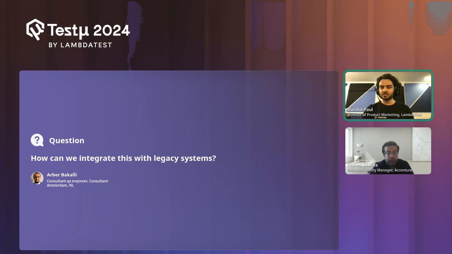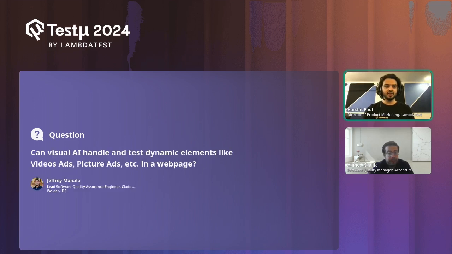And heading on to the next one real quick, can visual AI handle testing dynamic elements like video ads, picture ads, etc. in a web page? So I didn't use it in everyday tasks. As I mentioned, this is just to show the trends.